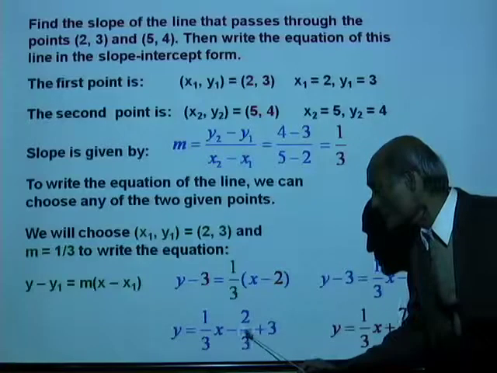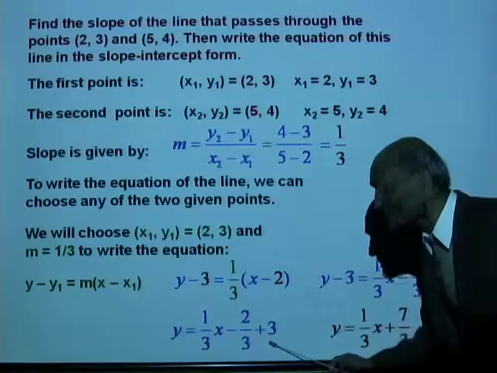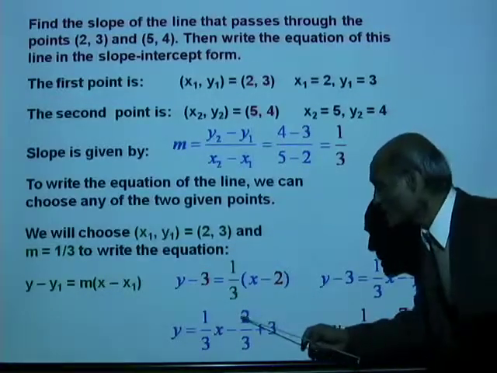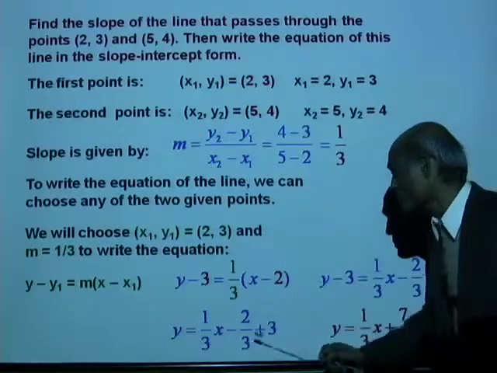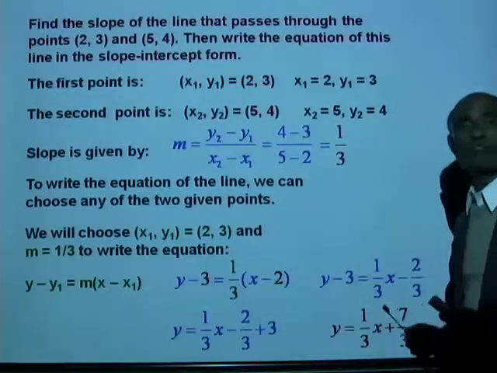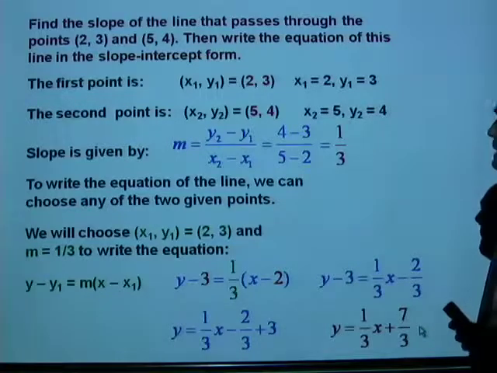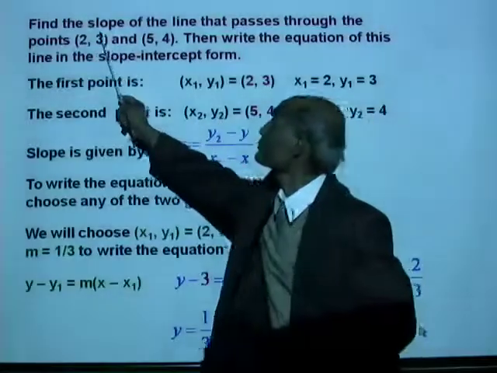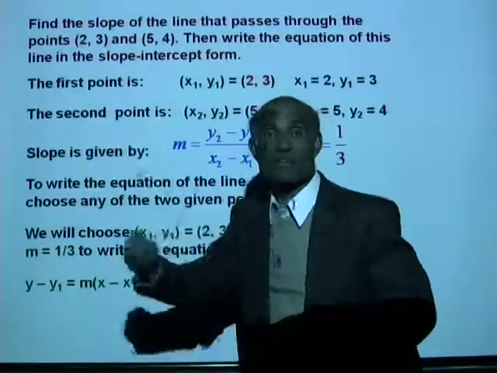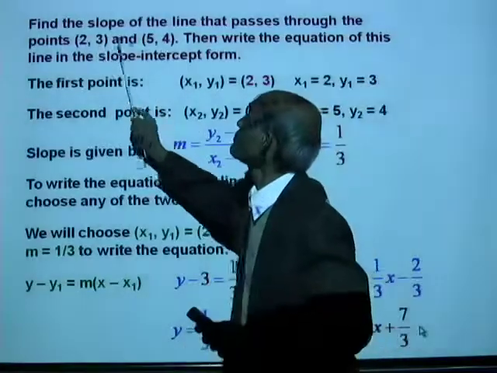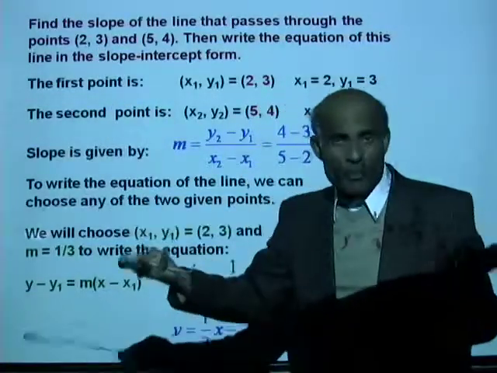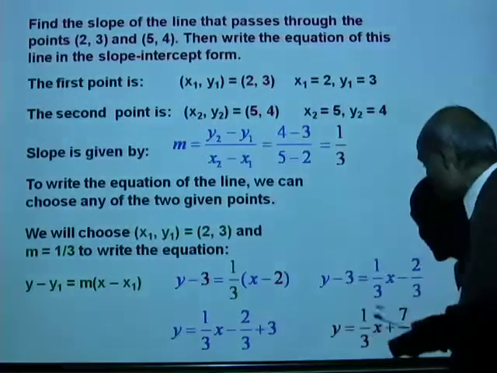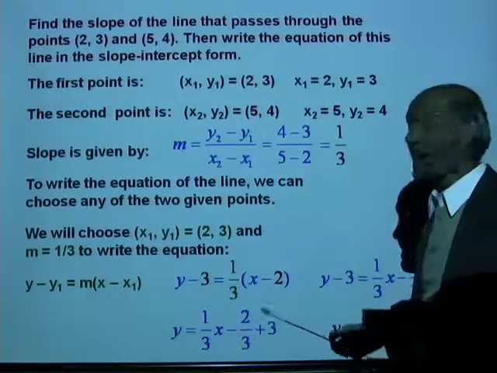Well, what you need to do is take 3 as the common denominator. Then your numerator will be negative 2 plus 9. And negative 2 plus 9 is 7 over 3. So y equal to 1/3 x plus 7 over 3 is the equation of the line that has this slope and passes through this point. Now, let me ask you something. Out of the 2 points, we chose this as the point. If we choose this point, (5, 4), will we get the same equation? I want you to try.